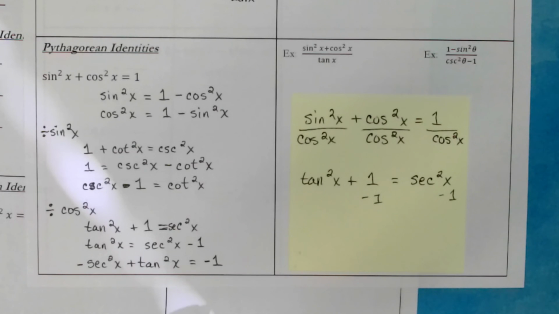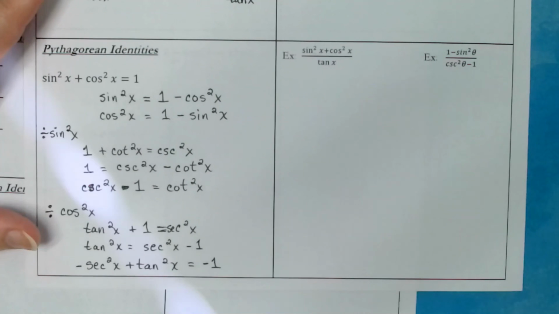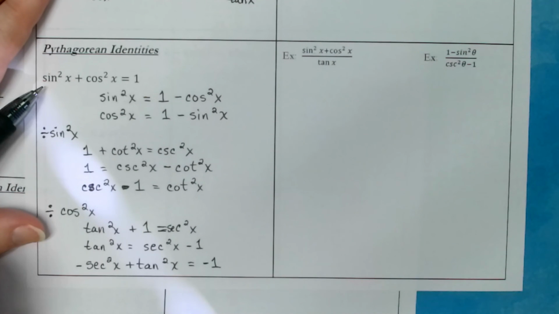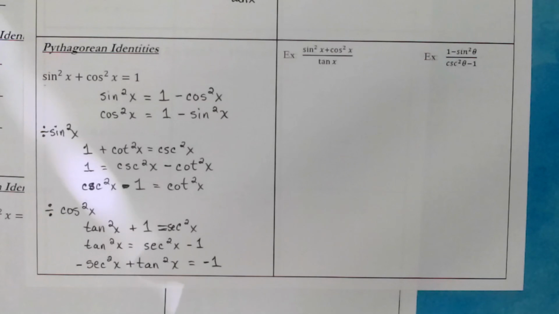Okay, you can do this in a number of ways. The important thing is to remember your basic equation. Sine squared x plus cosine squared x equals 1. And you can rearrange it to get any of the other Pythagorean identities. We're now going to do some examples of each one of these and how to use them.